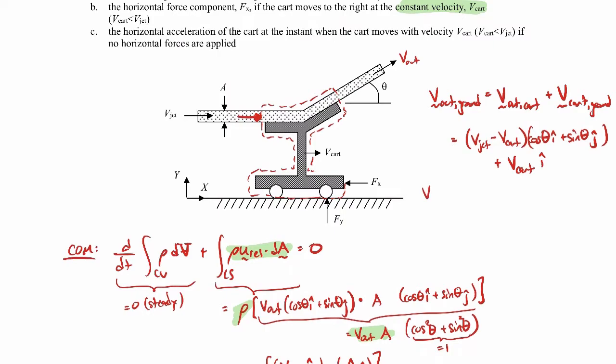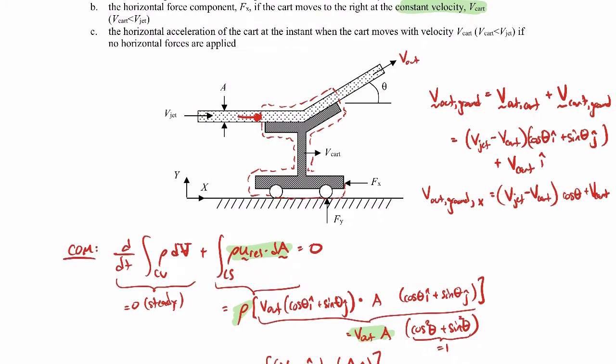So then the velocity out relative to the ground, and then specifically the x component of it will be v jet minus v cart cosine theta, because of this term, and then we add in the v cart. Okay, so I know that looks a little bit messy, but that's what the velocity out here is relative to the ground in the x direction. I'm only putting the x component here because that's all I really need. Okay, so hopefully that makes sense.